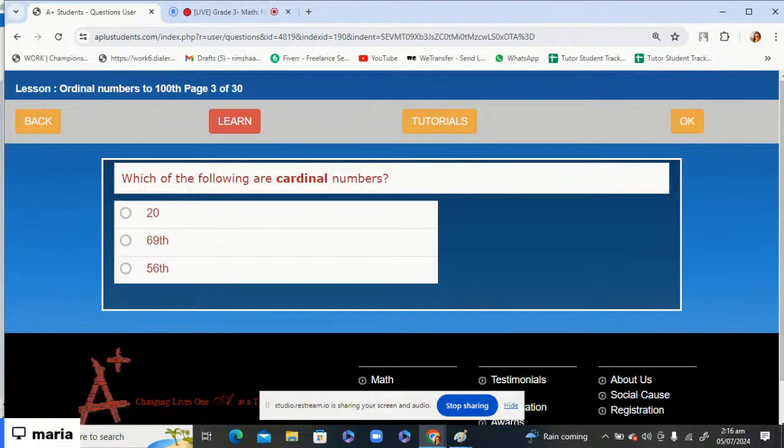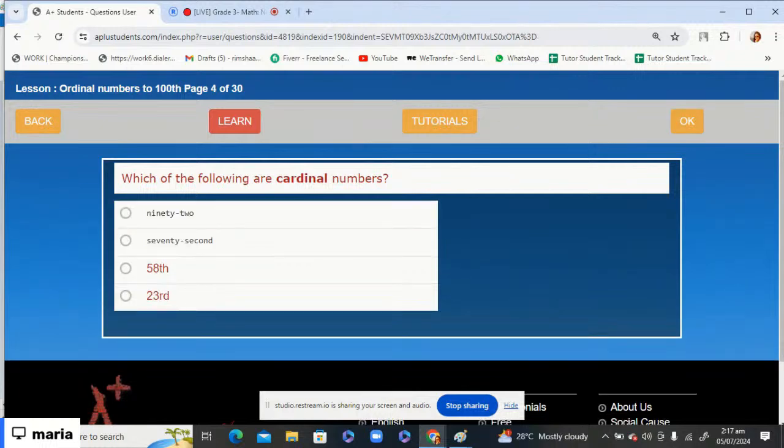So which of the following are cardinal numbers? Look at here. Which one is the cardinal number? It's 20, 69th, or 56th. Everyone tell me in the chat. This is so easy as well. 20 is the cardinal number and the remaining 2 are ordinal numbers. Okay, so 20 is the cardinal number.